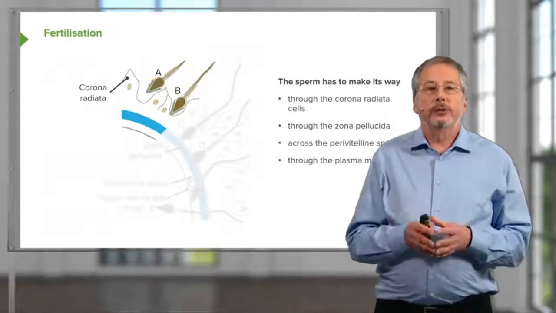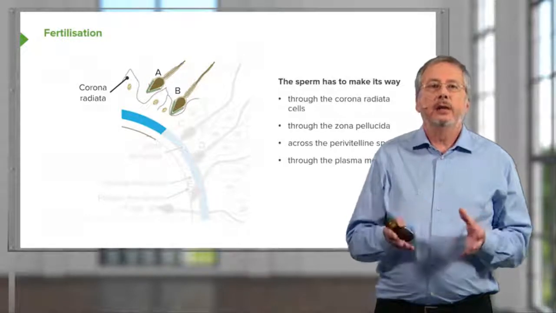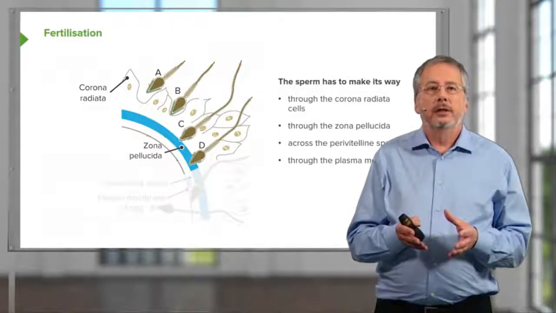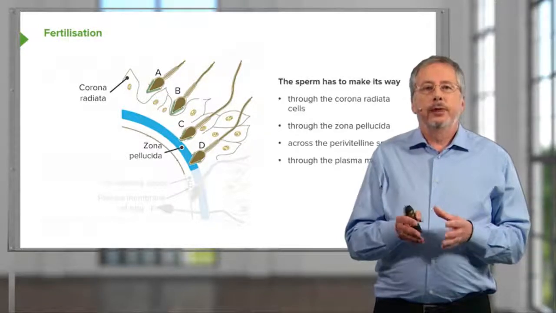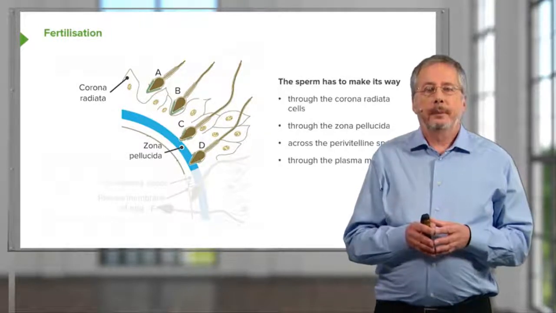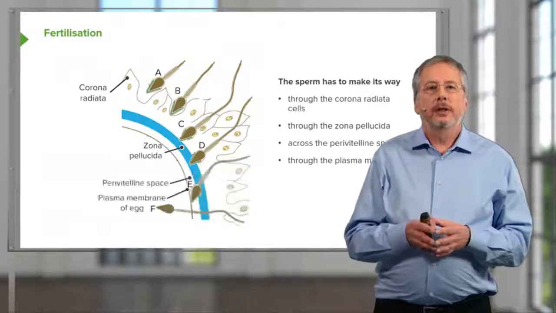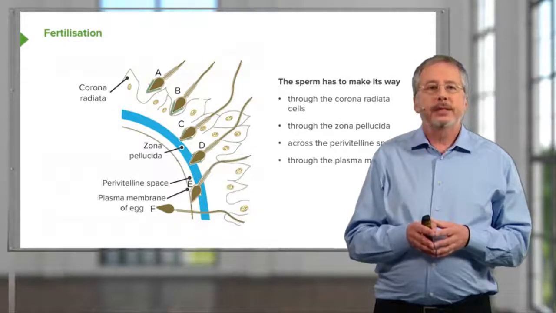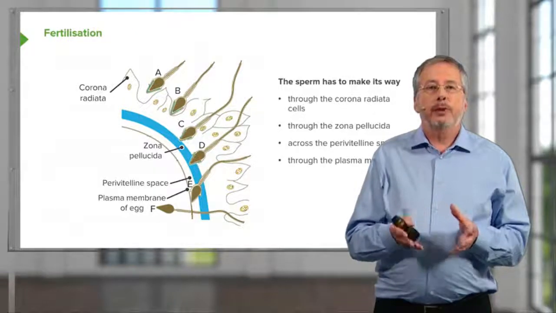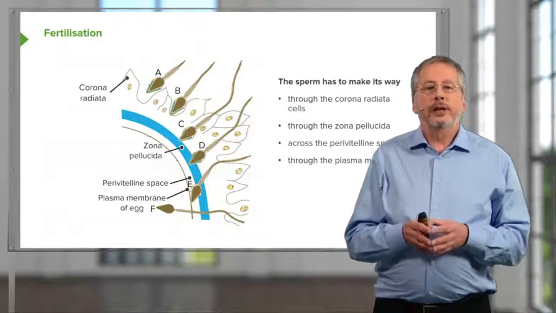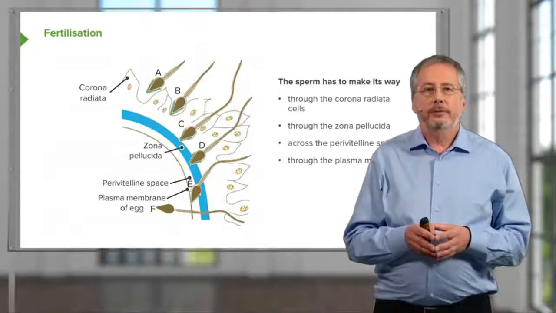And that surface is represented by an acellular layer called the zona pellucida. So the sperm has to eat its way through the zona in order to approach the egg. Once through the zona, it finds itself in the perivitelline space, and only then, finally, can it attach to the plasma membrane of the egg and make its way inside the egg itself.